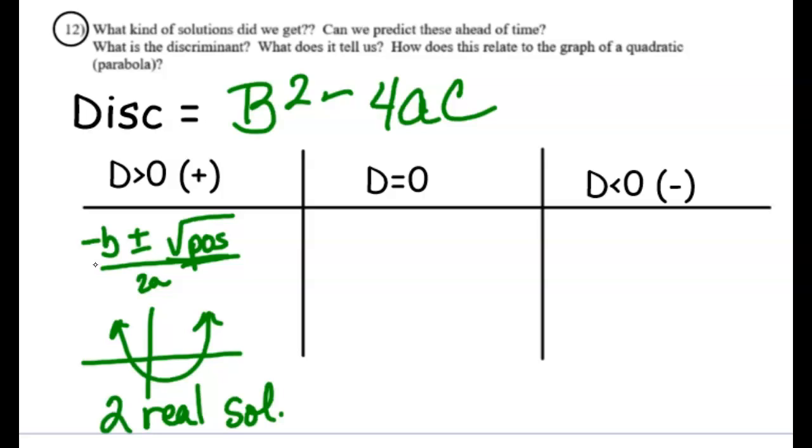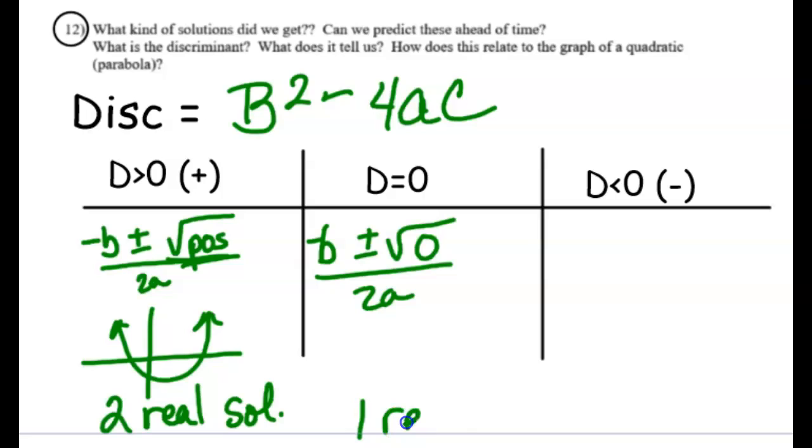Two solutions. If the discriminant is 0, which I apparently don't have an example on here, you would end up with the opposite of b plus or minus the square root of 0 over 2a. Well, when you add and subtract 0, do you get two answers? Guys, if I said negative 3 plus and minus 0, you just get negative 3, right? One answer. Okay, so this is one real solution.